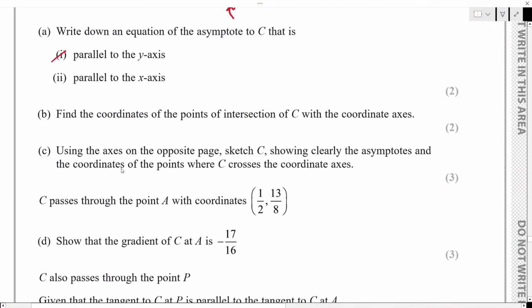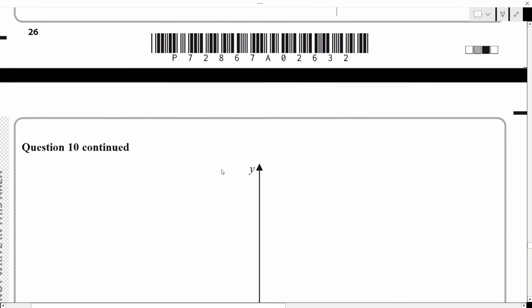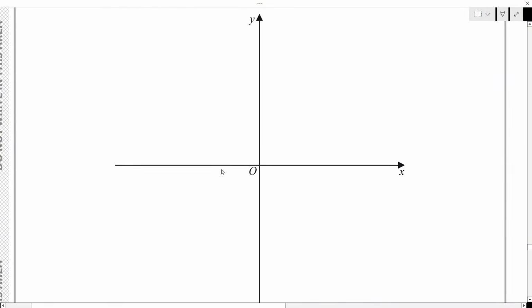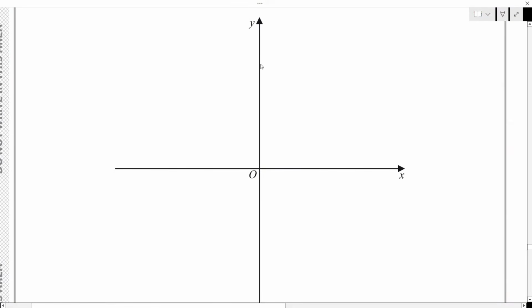In part C, we have to use the axes given on the opposite page and sketch our curve C. We have to clearly show the equations of the asymptotes, and we also have to show the coordinates of the points where C crosses the coordinate axes. So in order to draw our curve C, I will first draw out the asymptotes for this graph.